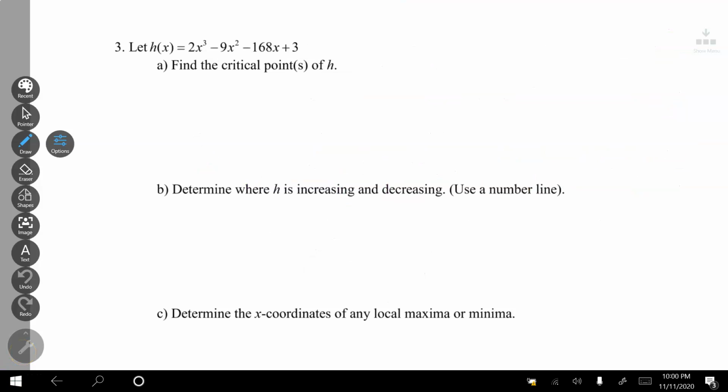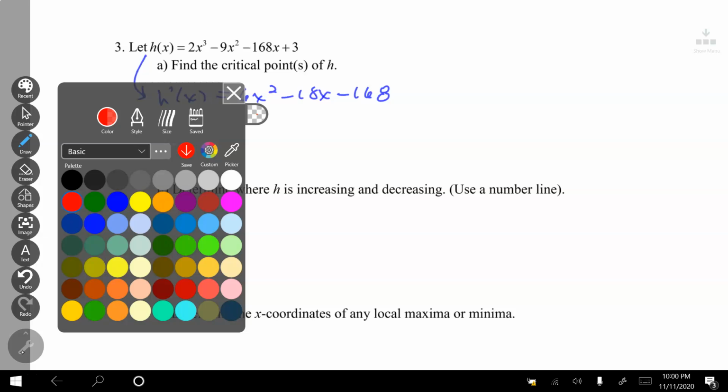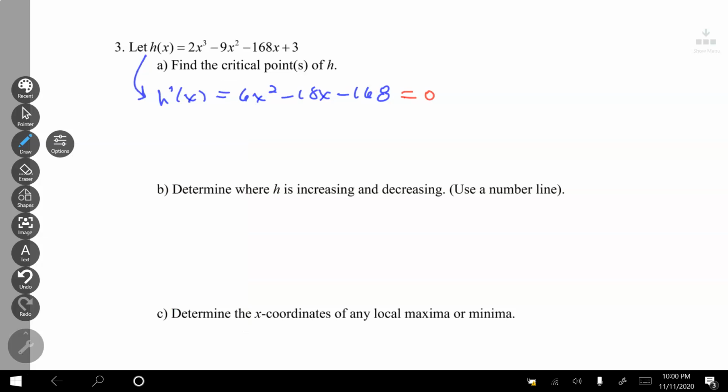Okay, let's try another example from the beginning. So the first thing I want to do is take h prime, 6x squared minus 18x minus 168. I'm going to set it equal to 0. And I want to factor it, and I say, you know what? I see I could take a 6 out. I'd rather work with smaller numbers.